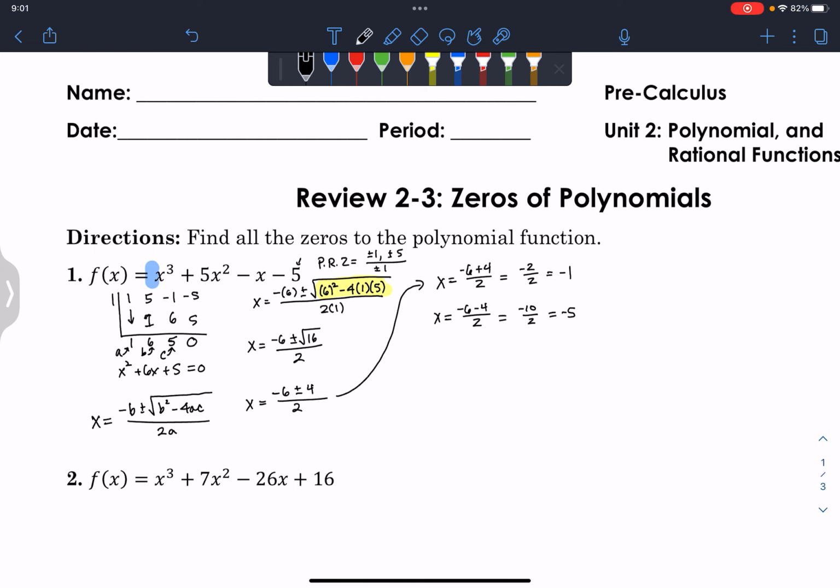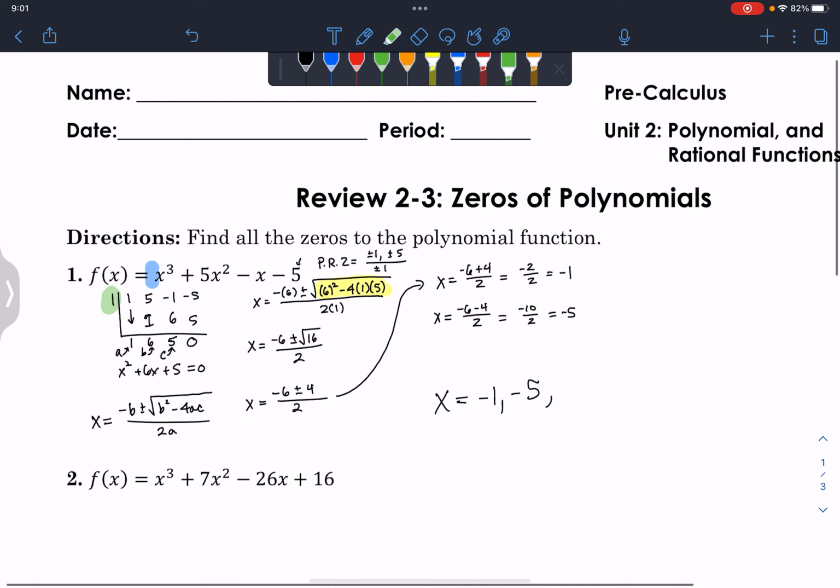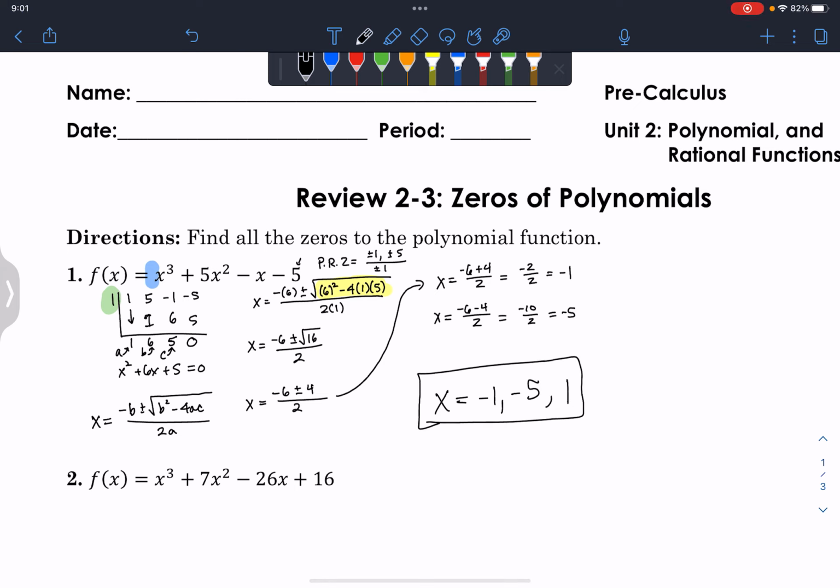So our answers are the following. X equals negative 1, x equals negative 5, and of course this solution right here that we got at the very beginning, which is positive 1. So those are the three zeros, the three real zeros of this polynomial function.